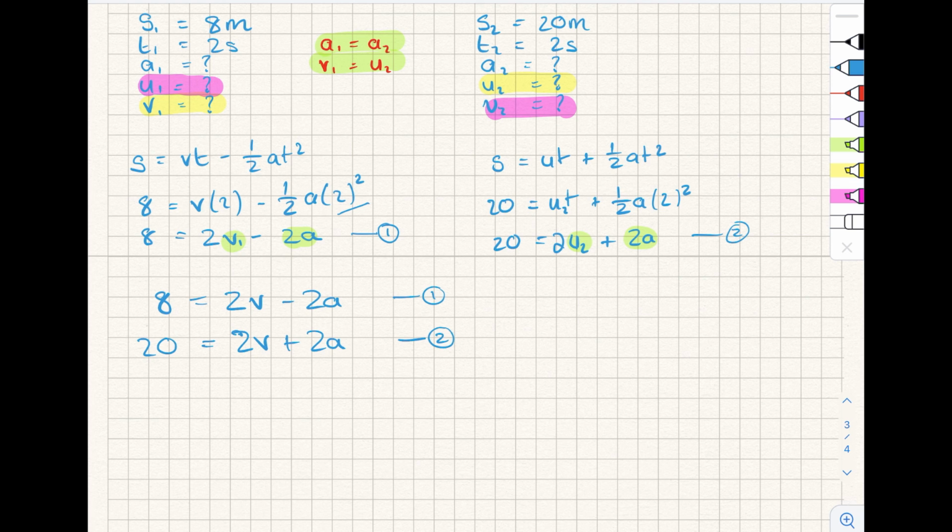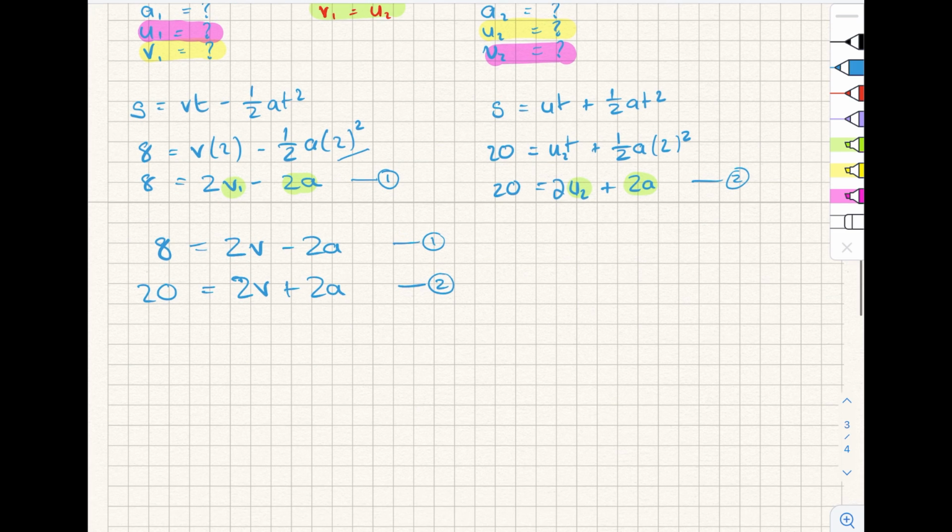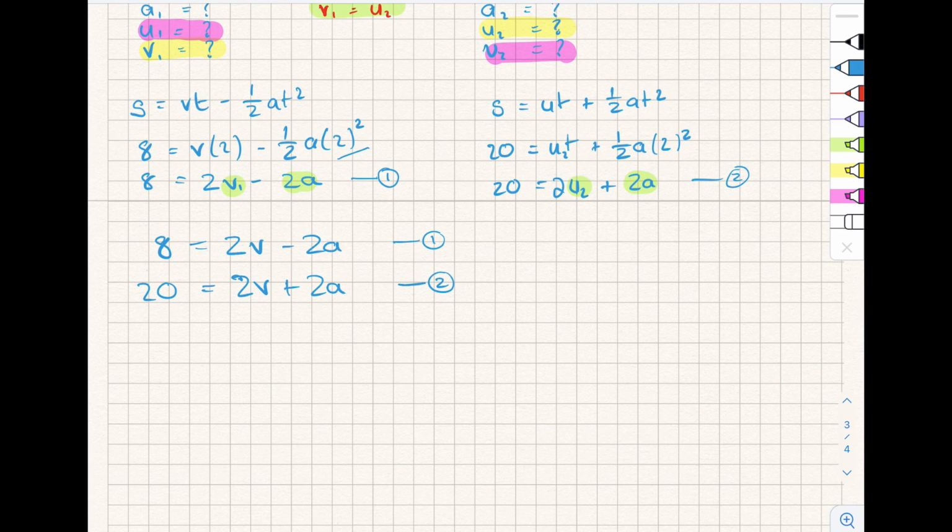Now you can solve these simultaneous equations any way you like through substitution. I'm just going to use elimination. I'm quite simply going to just add these two equations together, right? Minus 2a plus 2a gives me 0. 2v plus 2v gives me 4v. This gives me 28. And so I can solve my velocity, right, is equal to 7 meters per second.